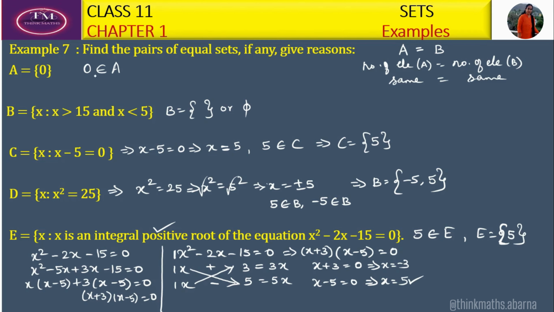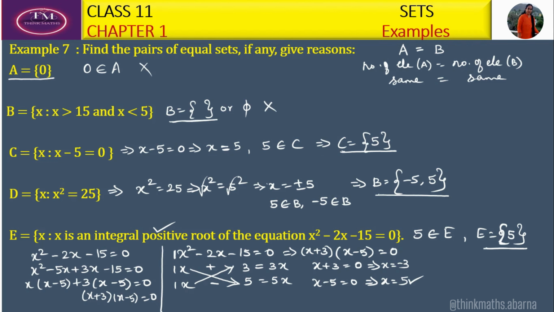Now A is equal to {0}, that is, A has the element 0. B is the null set. C has the only element 5. D has the elements minus 5 and plus 5. E has the element only 5. So 0 is not in any of the other sets, so we cannot take A. B is the null set, and there is no other set which is a null set, so we cannot take B.